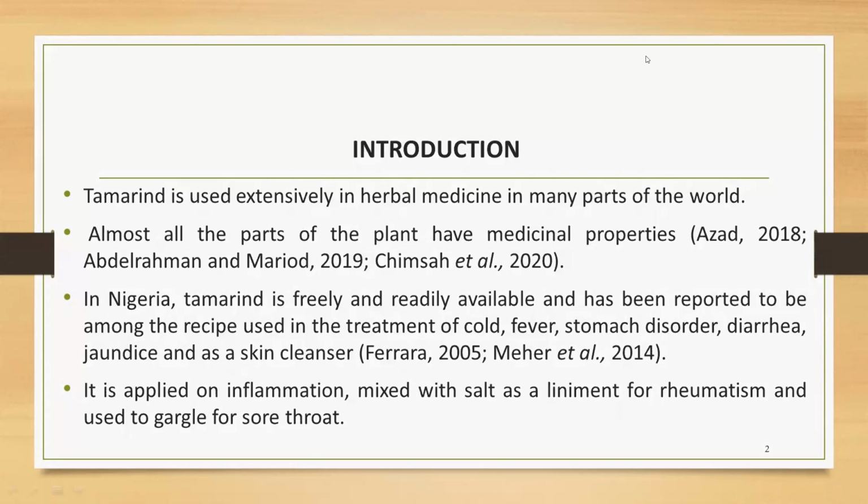So almost all parts of the plant have medicinal property. In Nigeria, tamarind is freely and readily available and has been reported to be one of the most common treatments for cold, fever, stomach disorders, diarrhea, jaundice, as well as skin cleansers. It is applied on inflammation, mixed with salts, as a remedy for rheumatoid conditions, and used for sunstrokes. Next slide, please.